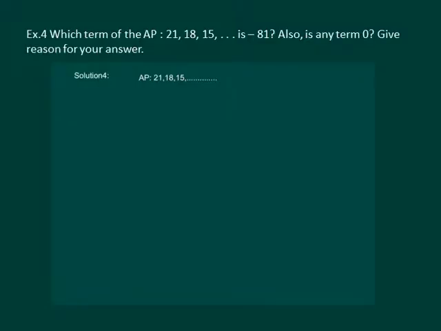Let us read the question. Which term of the arithmetic progression 21, 18, 15 and so on is minus 81? And we have to find the n. We know that nth term of the arithmetic progression is given by a plus n minus 1 d. We are given that some nth term is minus 81 and we are required to find which n. So let us substitute the values.